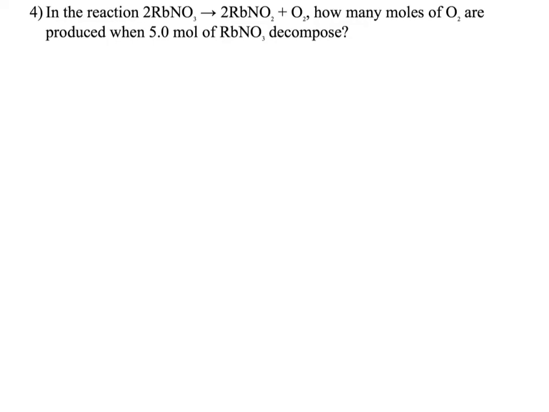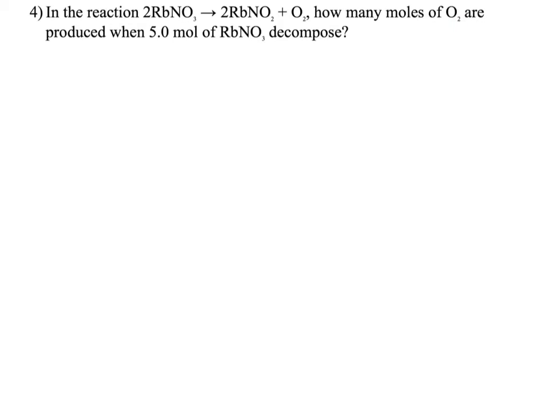Okay, number 4 is a simple stoichiometry problem. In the reaction, 2 RbNO3 yields 2 RbNO2 plus O2, which is rubidium nitrate yielding rubidium nitrite and oxygen gas. How many moles of oxygen are produced when 5 moles of rubidium nitrate decompose? Alright, so we've got 5 moles of RbNO3, rubidium nitrate, and we are trying to figure out how many moles of oxygen we can actually make.